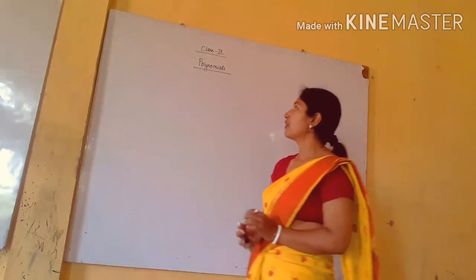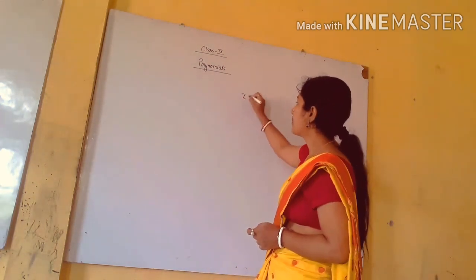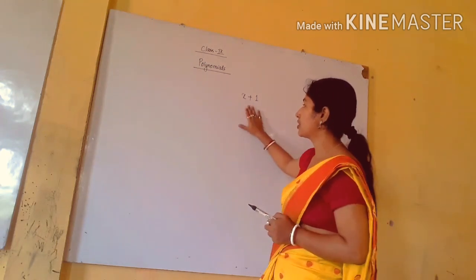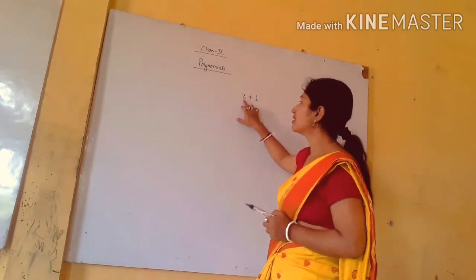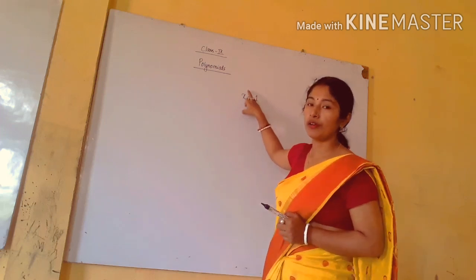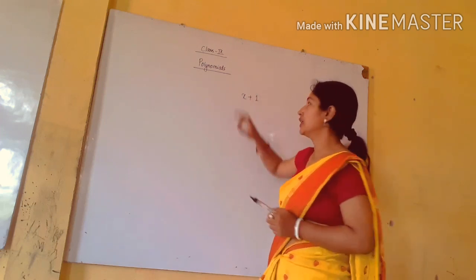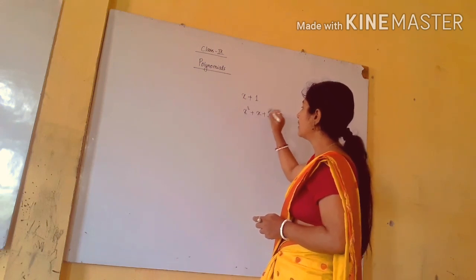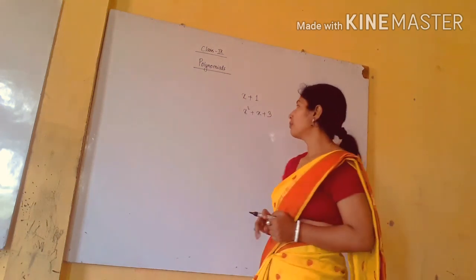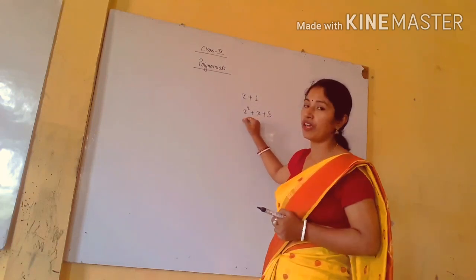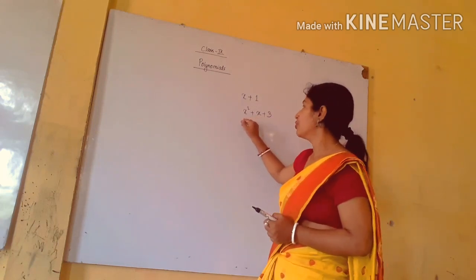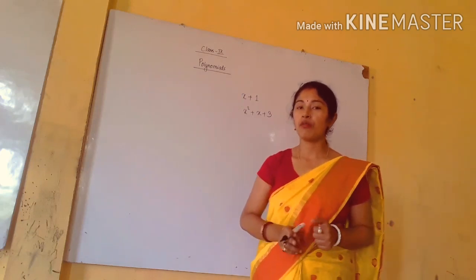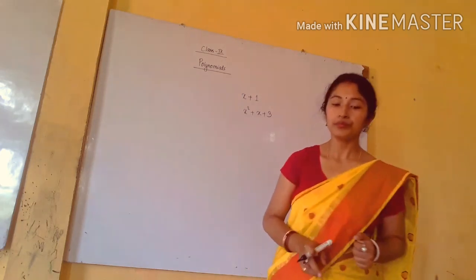Suppose I am giving one example, x plus 1 is a polynomial. This algebraic expression is a polynomial because x has power 1, and 1 is a whole number. Similarly, x square plus x plus 3 is also a polynomial because here also the power of x is a whole number. So, polynomials are algebraic expressions containing power as whole number.